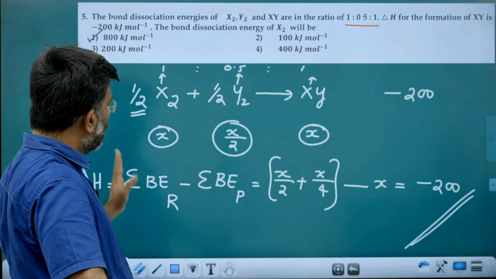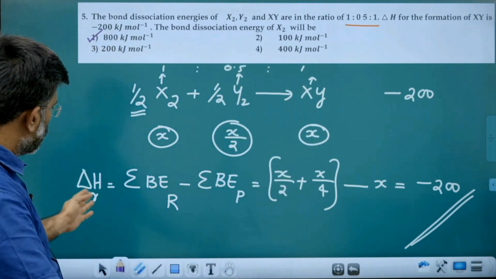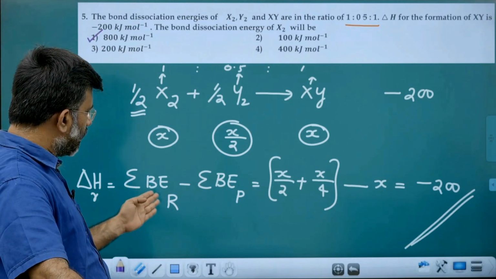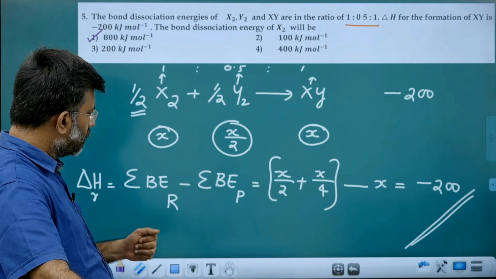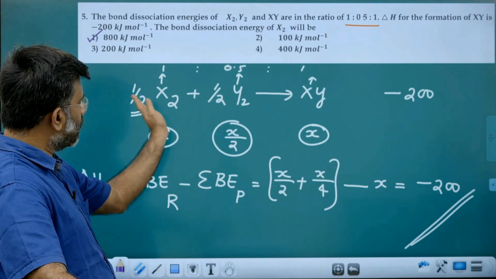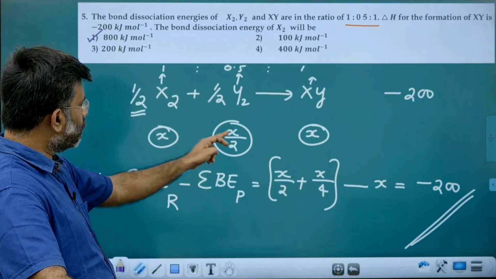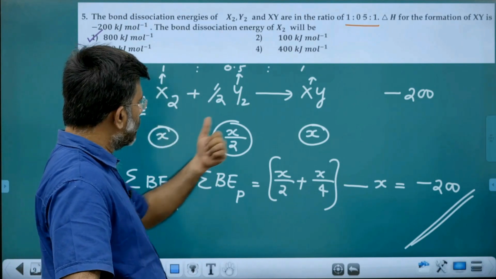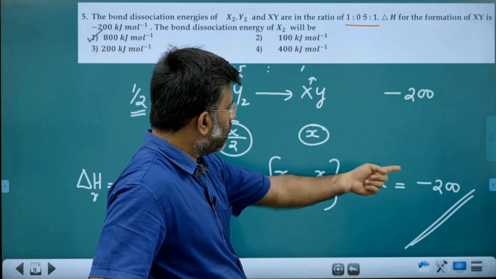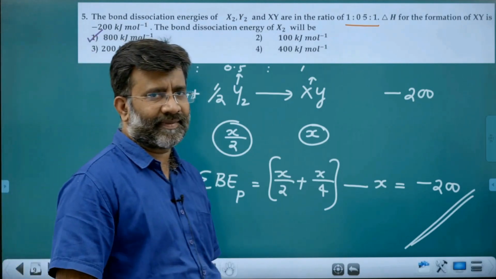Okay. Now, the enthalpy of reaction is given as minus 200, and that is equal to the sum of bond enthalpy of reactants minus that of products, as taught in the classes. So the sum of that of the reactants: X kilojoule per mole, for half mole X by 2, and X by 2 kilojoule per mole, for half mole X by 4. You add that and subtract X, you get minus 200. Find out X.